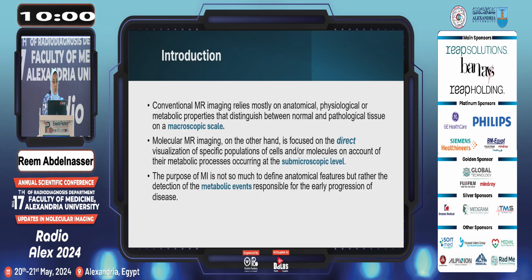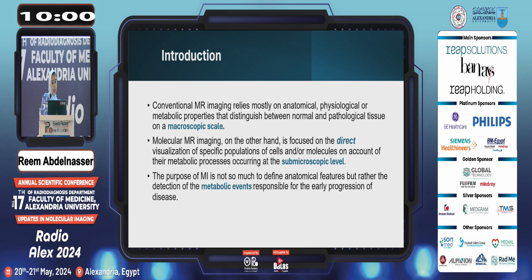First of all, conventional MRI imaging relies mostly on the anatomical, physiological, or metabolic properties that distinguish between normal and pathological tissue on a macroscopic scale, whereas molecular MRI imaging, on the other hand, is focused on the direct visualization of specific populations of cells or molecules on account of their metabolic processes occurring at a submicroscopic level.